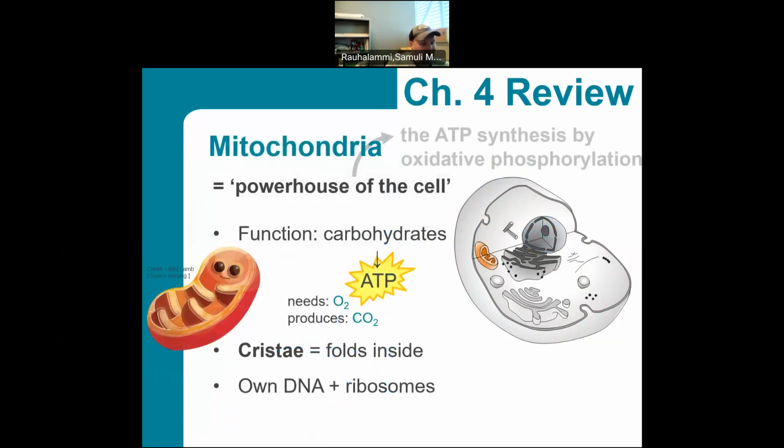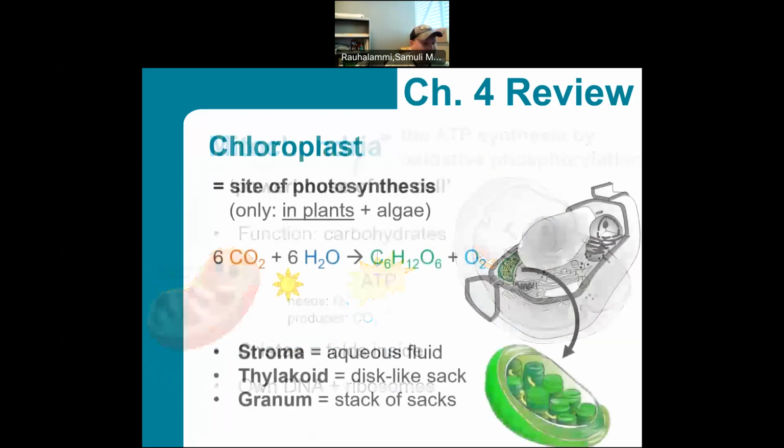Mitochondria, for the longest time, we described as the powerhouse of the cell, but now we know that ATP is produced also in other parts of the cell, though largely still within the mitochondria. They do need oxygen. They produce carbon dioxide in that process of producing ATP from carbs. We find folds inside the mitochondria known as cristae. And interestingly, mitochondria also have their own maternal DNA and ribosomes.